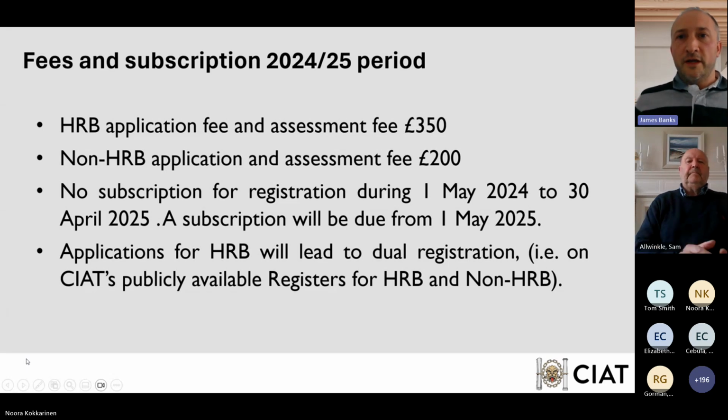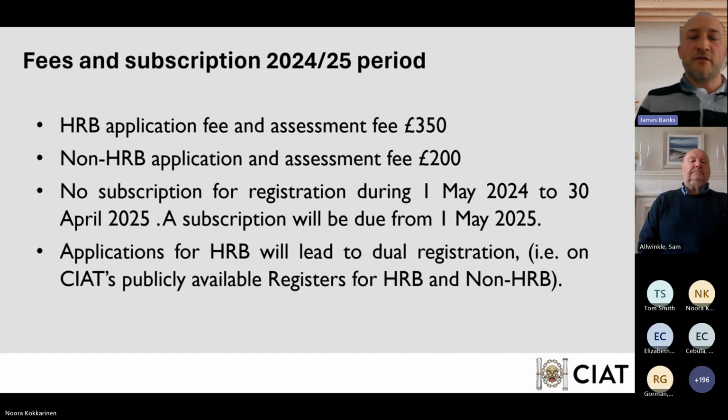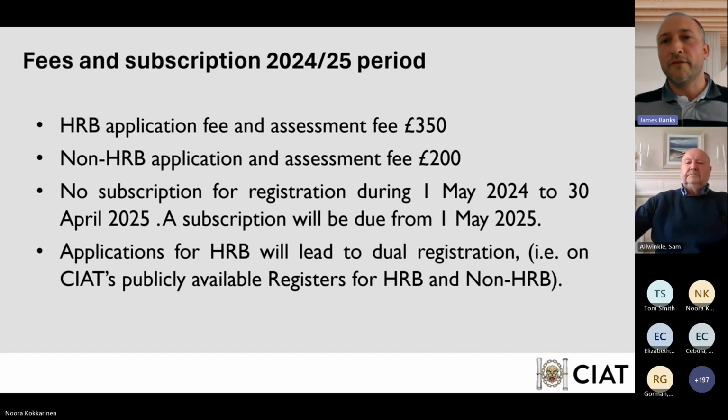So the fee for registration as a PD on a HRB, so that's your application and assessment, is £350. So that's going to be a desktop assessment of your portfolio against the criteria, as well as a professional interview to get your registration as a PD for a HRB. The non-HRB application and assessment fee is £200, but that is a desktop assessment of your application and your portfolio against the criteria with no professional interview.